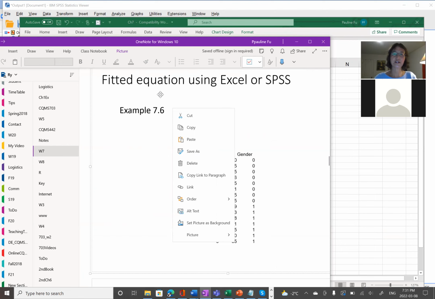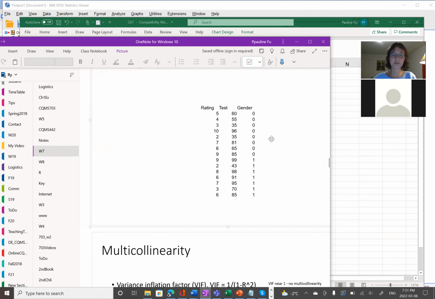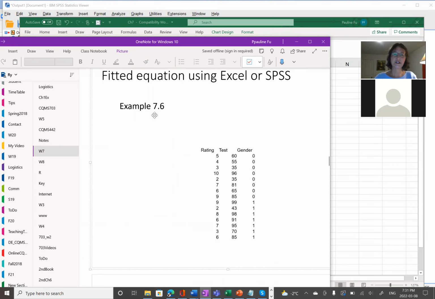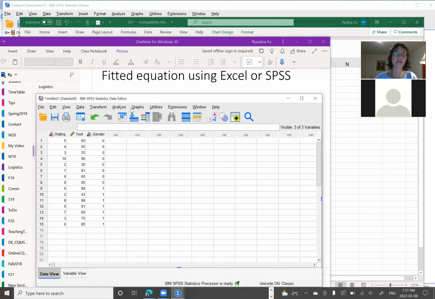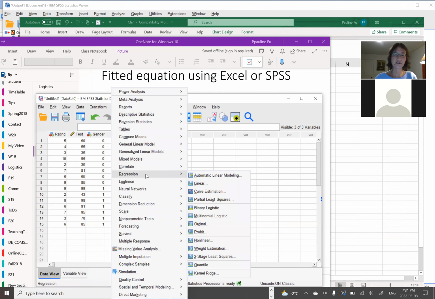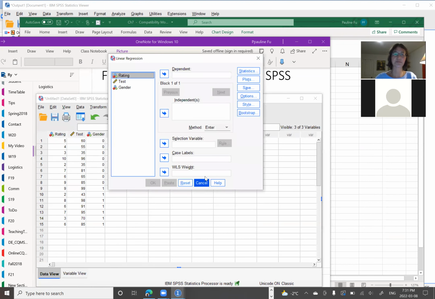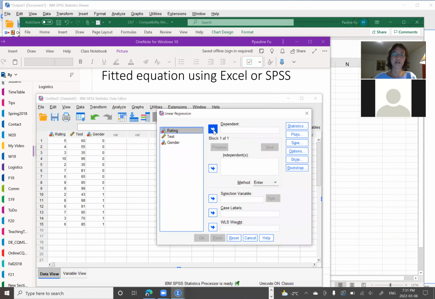Next, we are going to fit an equation using SPSS. This is example 7.6. Use this data: rating, test, and gender. To use SPSS for the equation, you go to Analyze, Regression, Linear. The dependent variable is rating, and the independent variables are two: one is test and the other is gender.